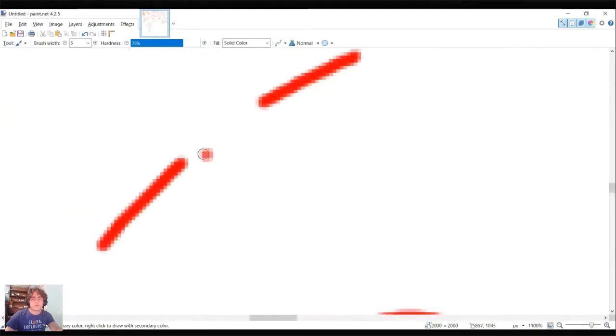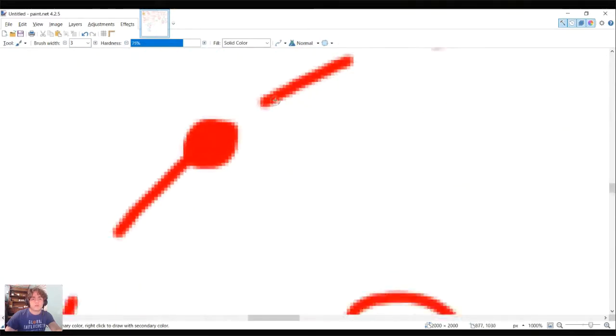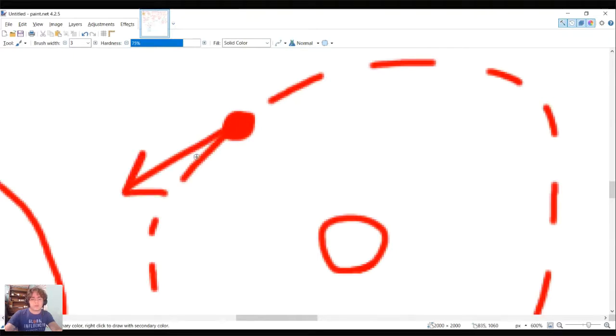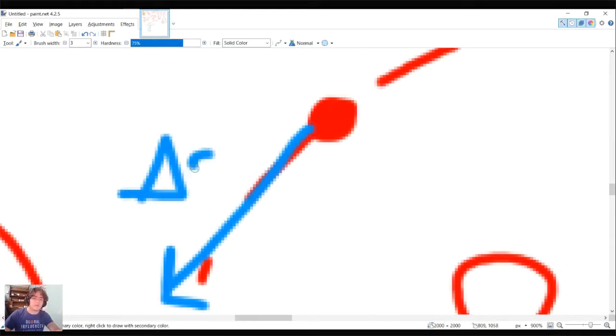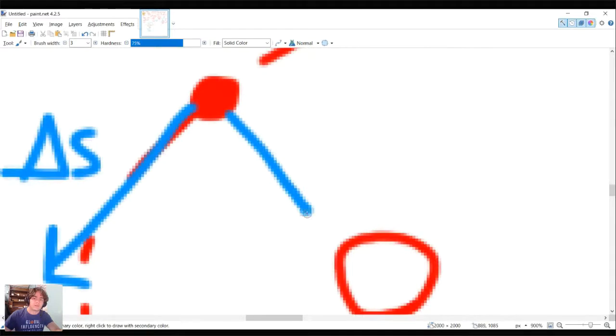So we have some displacement vector. I'll make that a different color. That's not a delta, we'll just make it all normally oriented. And the force vector is the force of gravity.